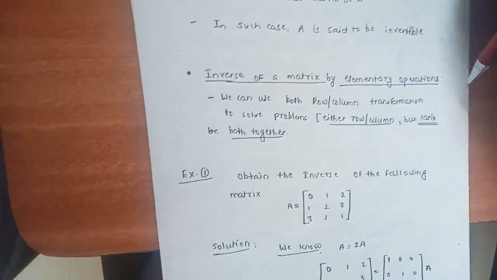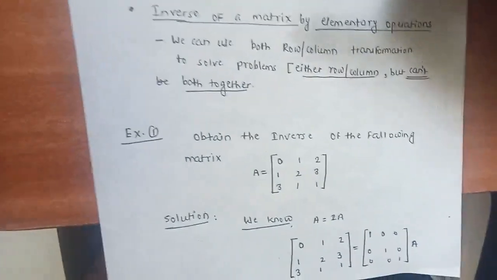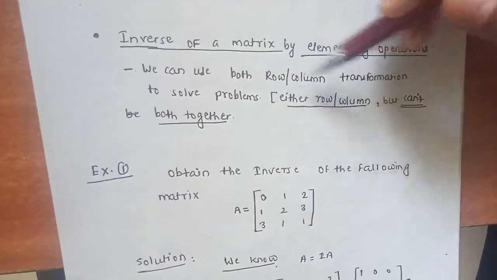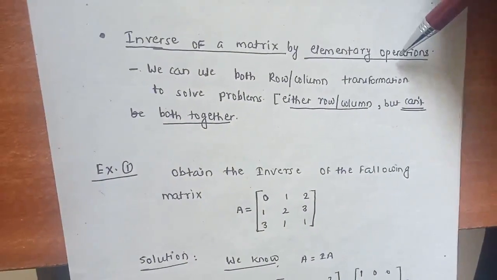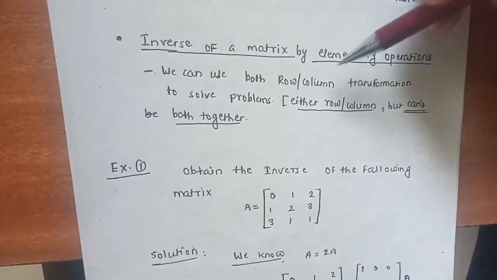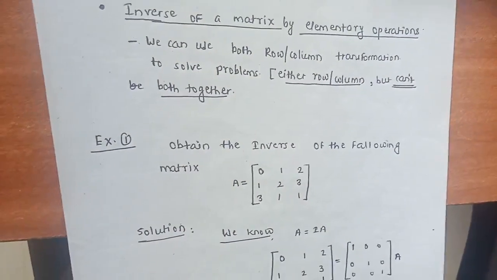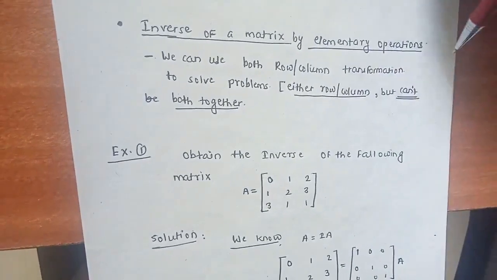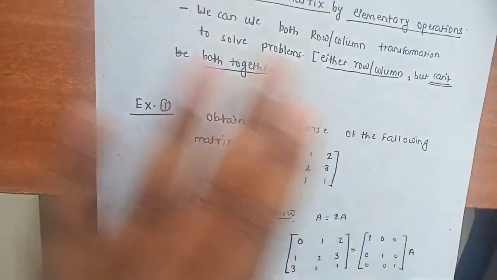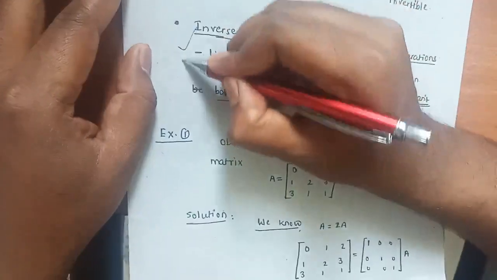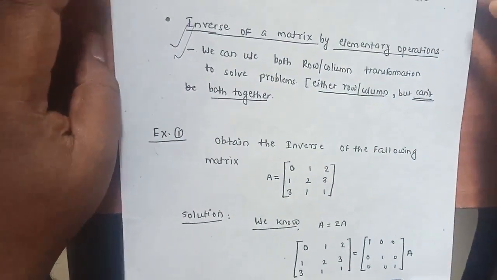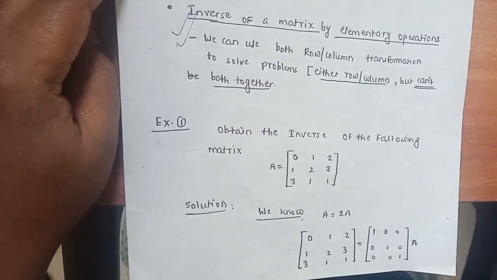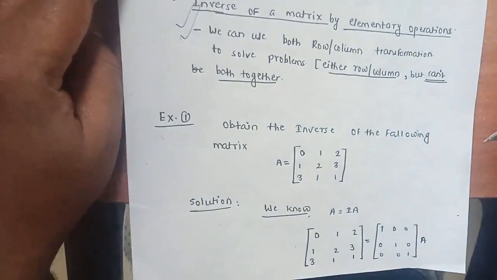Next is inverse of a matrix by elementary transformation or operations. Elementary operations means you can use row operations or column operations, but you can't use both in the same sum. You have to start the sum with the row, otherwise start with the column. If you start with the row, continue till the end with the row, and if you start with the column, continue with the column itself. This topic is very important, remember, because most of the long sums they will ask for every successive year. For better understanding, I have given one sum here.